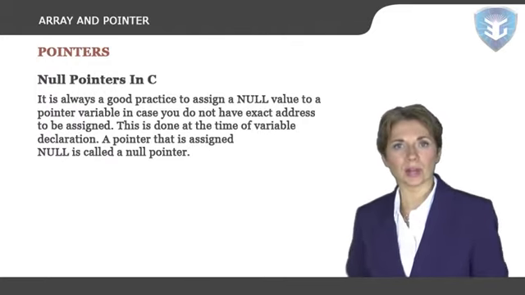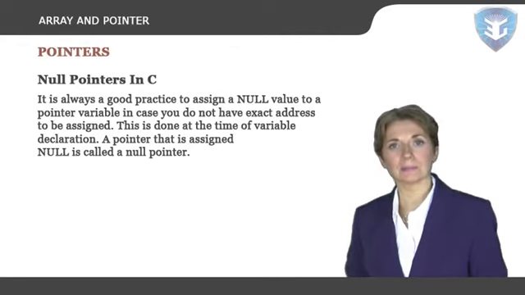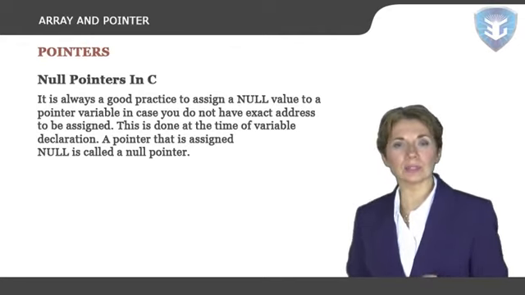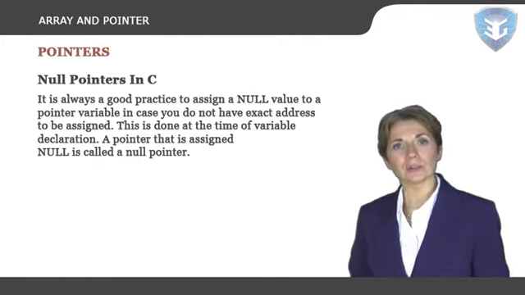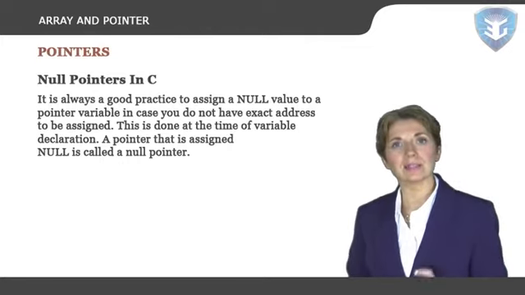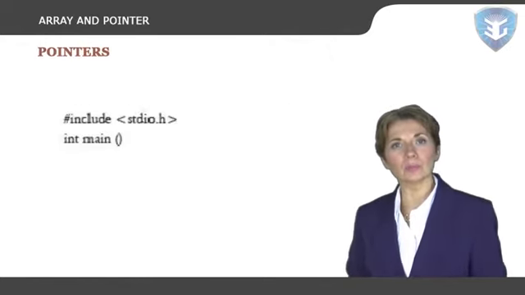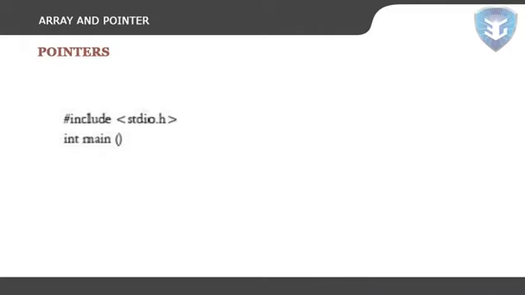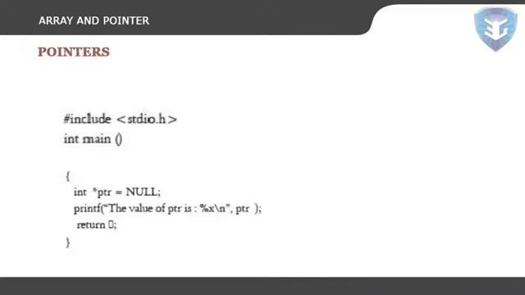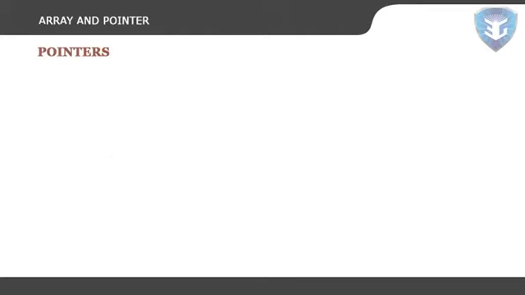It is always a good practice to assign a null pointer to a pointer variable in case you don't have an exact address to be assigned. This is done at the time of variable declaration. A pointer that is assigned null is called a null pointer. The null pointer is a constant with a value of 0 defined in several standard libraries. Let's see an example of null pointers on the screen. Output of the program is on the screen.